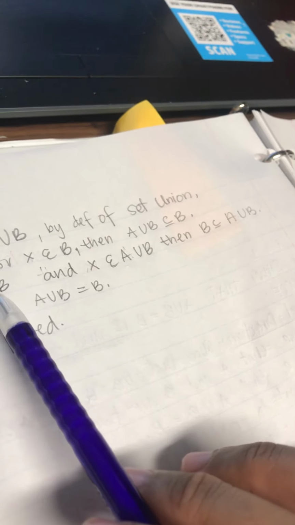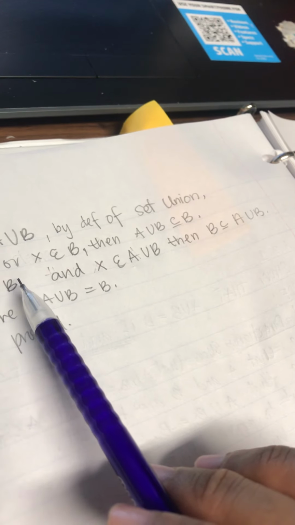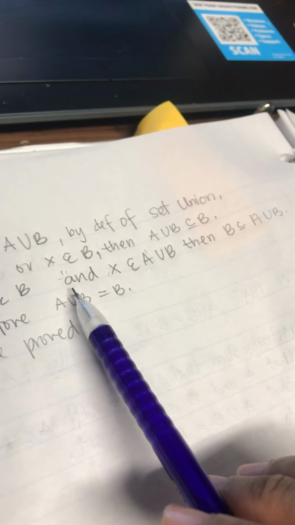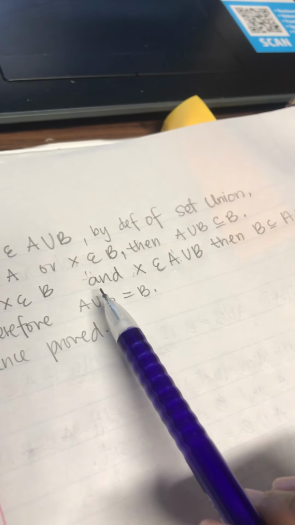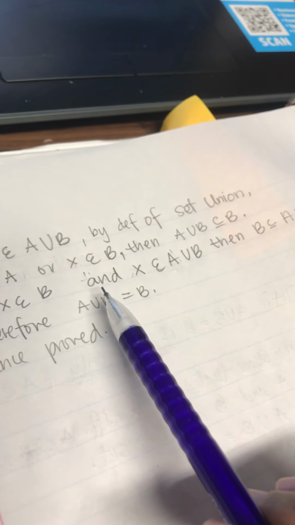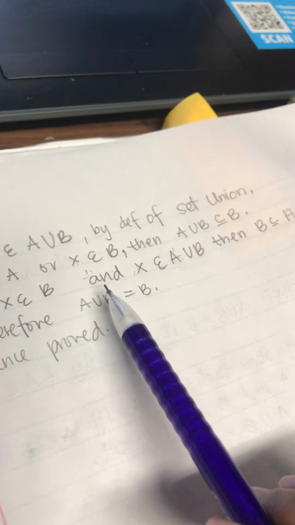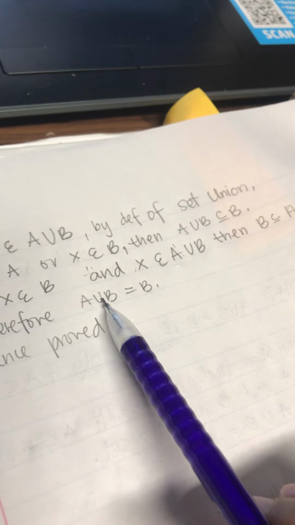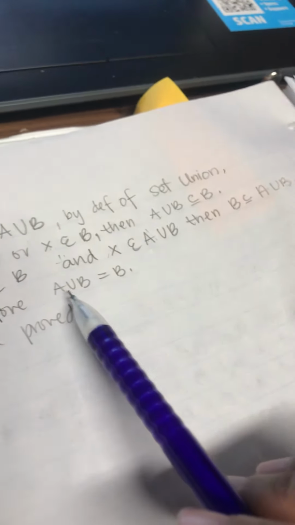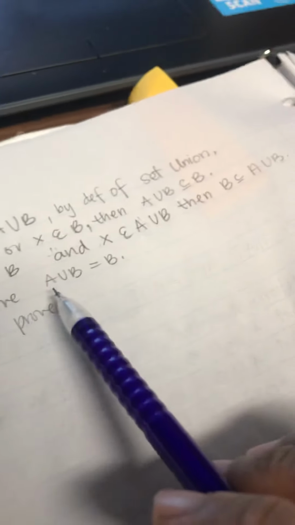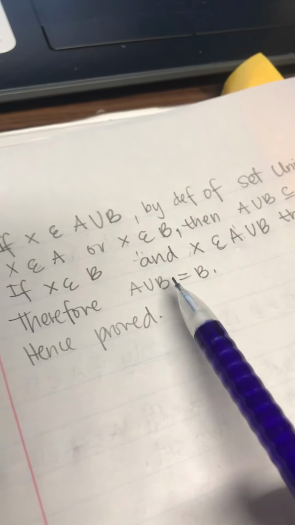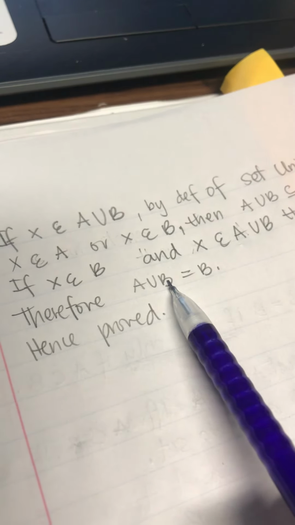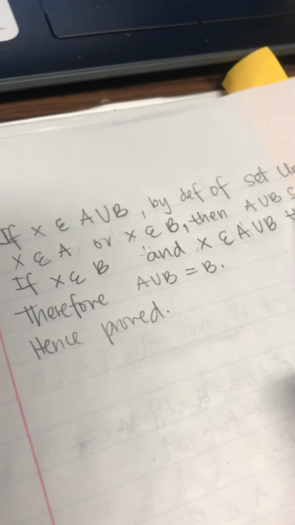If X is an element of A, then we can also conclude that X is an element of B, because A is a subset of B. Thus, either way, X is an element of B. So this shows that any element of A union B must also be in the set B. Therefore, A union B is a subset of B.